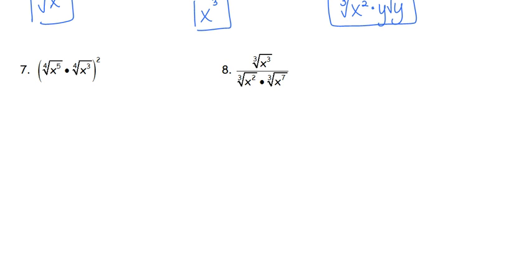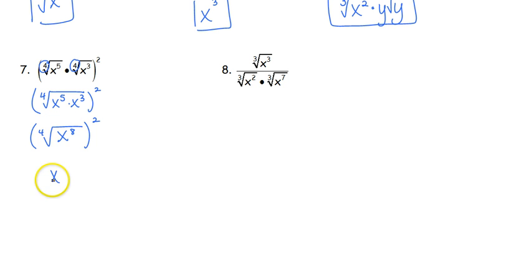With number 7, couple different ways you could do this. You could distribute first, or you can combine first. I see that I have the 4th root. When I see that common root, my first instinct is to combine those together, which means I'm going to multiply on the inside. So that's really going to give me, if I'm multiplying bases, I am adding the exponents and that quantity squared.